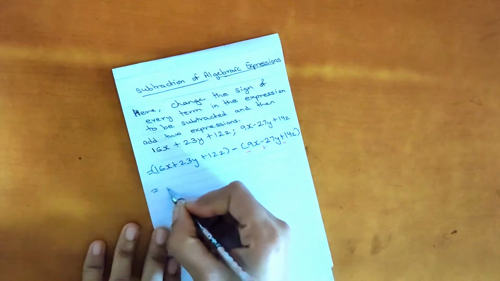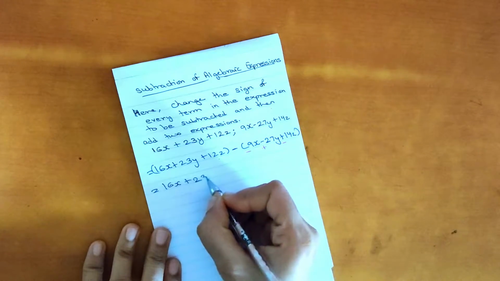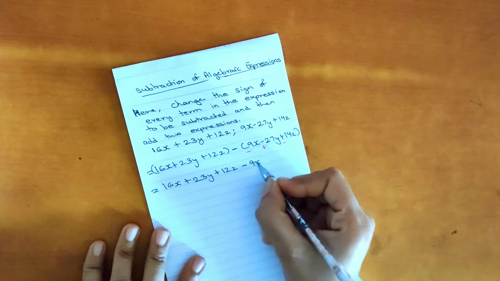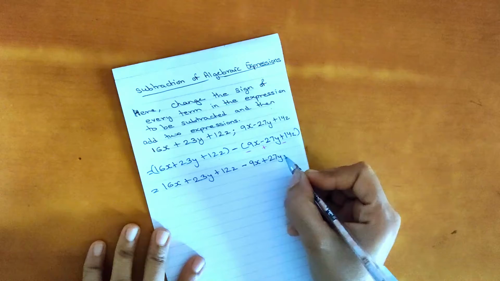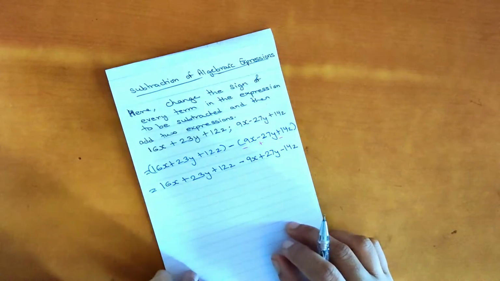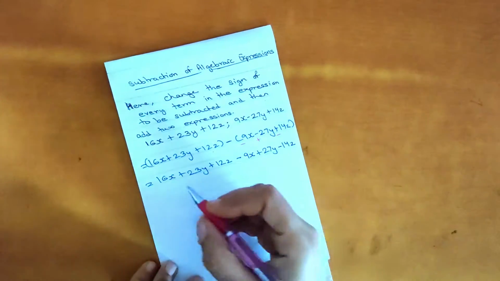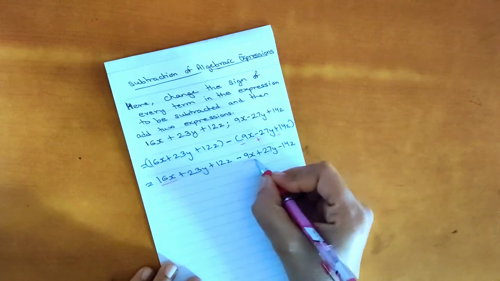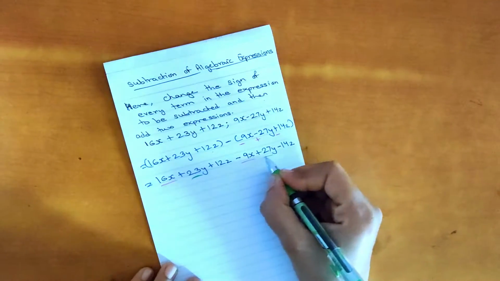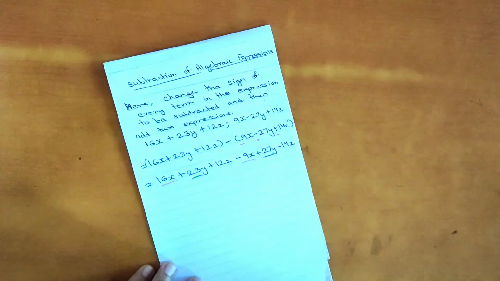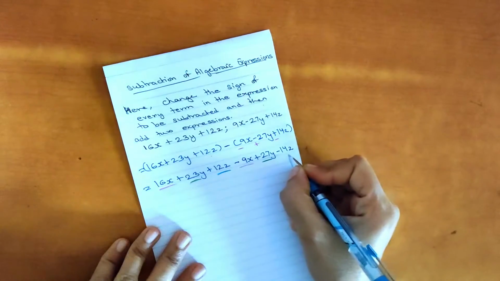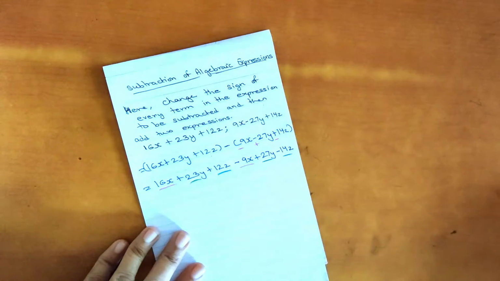So we will open the bracket. We will write 16x plus 23y plus 12z minus 9x plus 27y minus 14z. Now we will take the like terms together. So for the like terms, 16x and 9x, then 23y and 27y, and 12z and minus 14z.